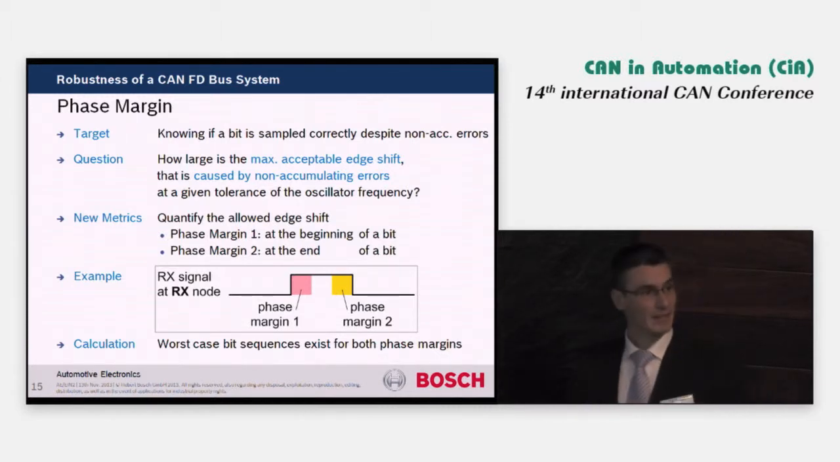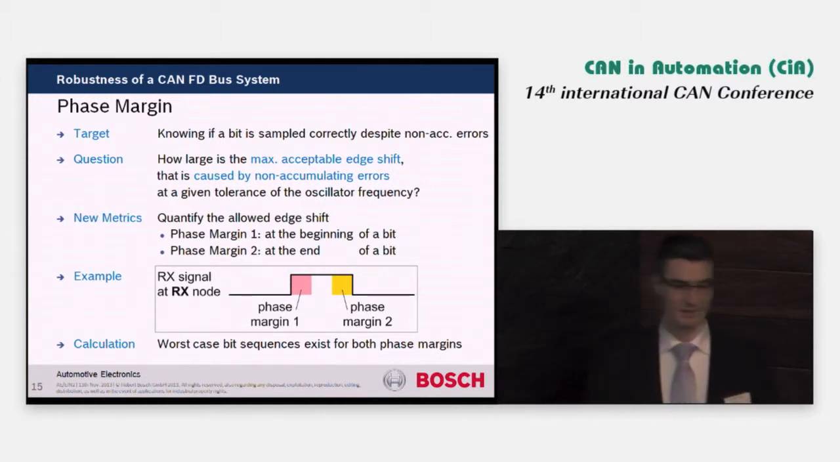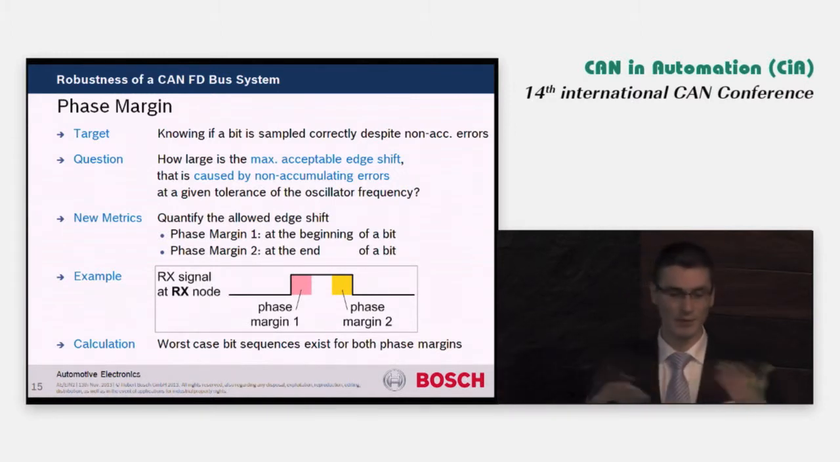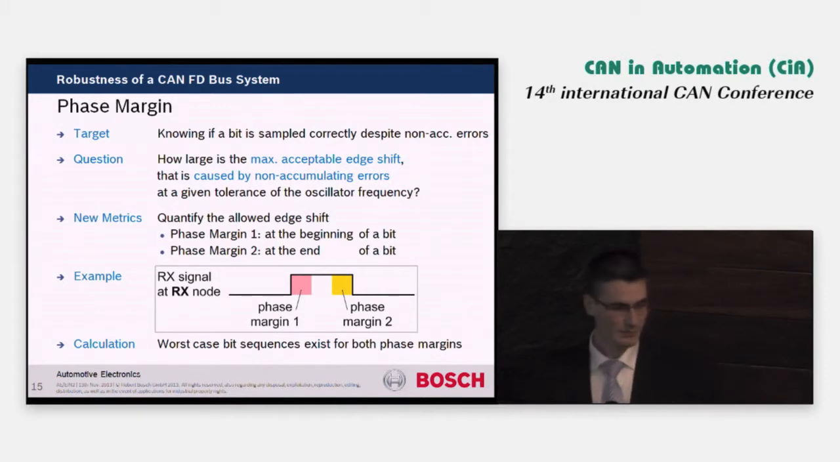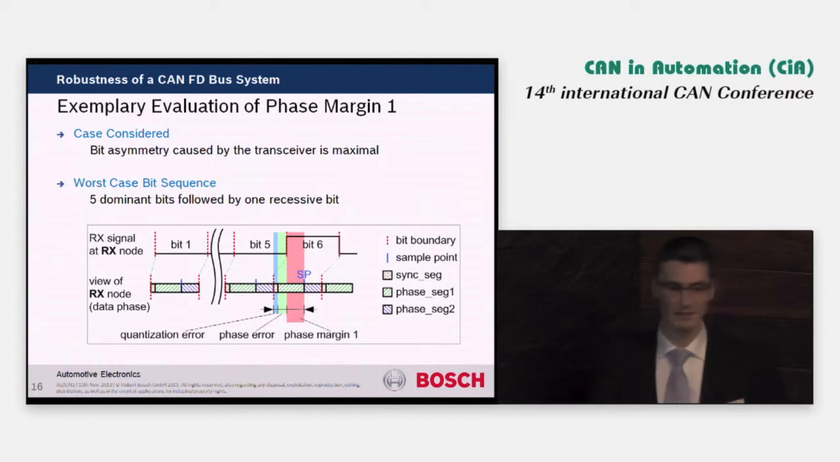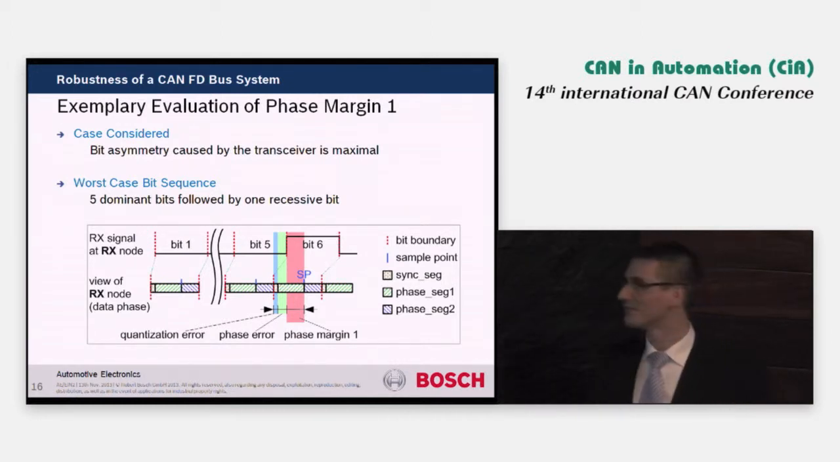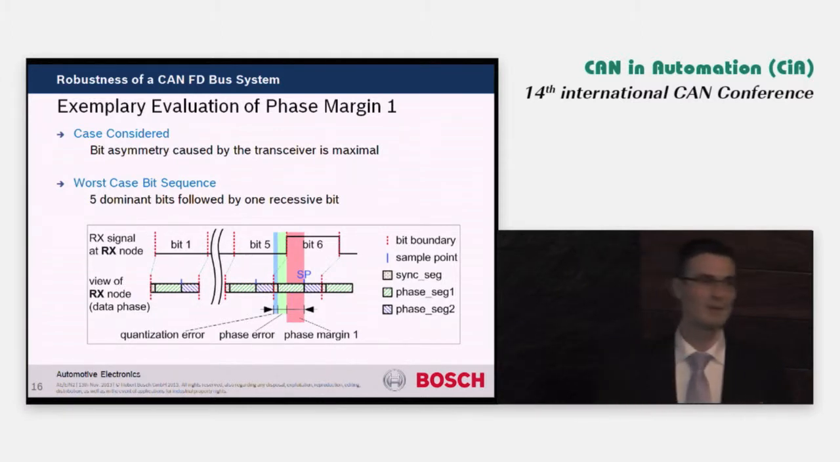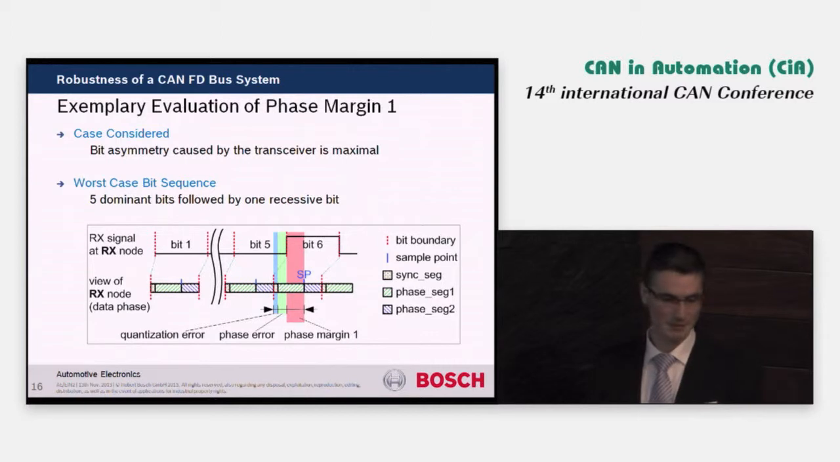And if I want to calculate this phase margin, I again need some worst case bit sequences. And they exist for both phase margin 1 and phase margin 2, and there are different worst case bit sequences. I want now to evaluate again the phase margin 1, and because the time is limited, I will stay with phase margin 1, and you can read all about phase margin 2 in the paper.